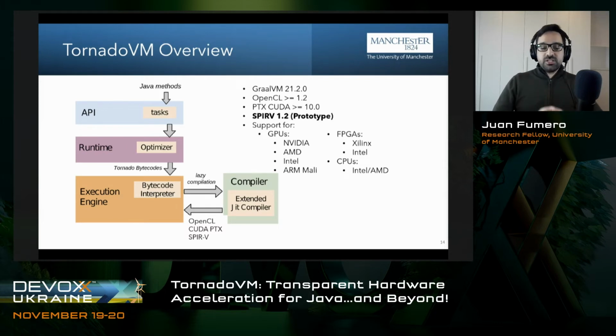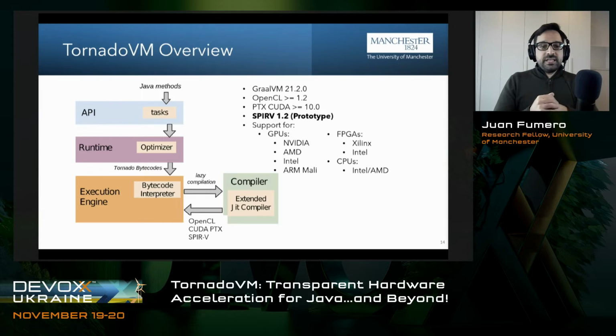The main concept of the API is a task. A task is the equivalent of a Java method. And we can create a group of tasks, meaning a group of methods that are going to be compiled and executed on one device, for example, on one GPU, on one FPGA, and so on.